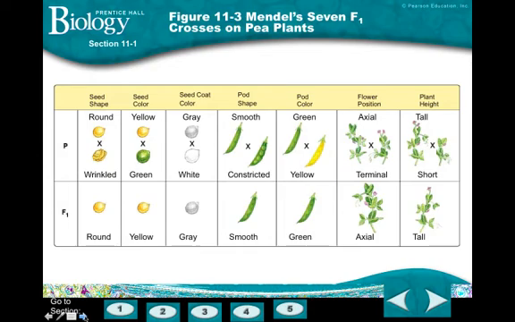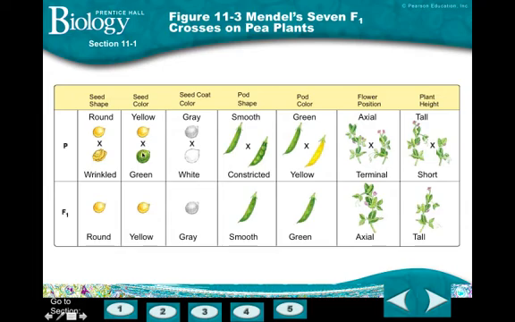So let's take a look at Mendel's crosses. How did he figure out, based upon the different traits that he was looking at, what was dominant and what was recessive? Well, let's take a look at seed shape. Seed shape in pea plants are either going to be round or they're going to be wrinkled, okay? So when he crossed round versus wrinkled in the parental generation, he got all round. Which trait is dominant? Hopefully you said round, because it's only the dominant trait that shows up in the F1 generation.